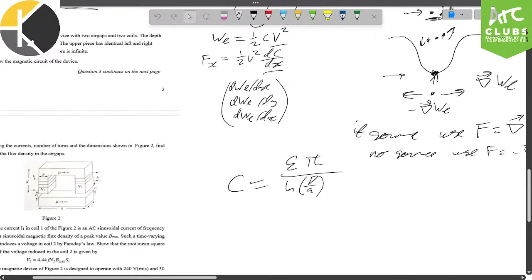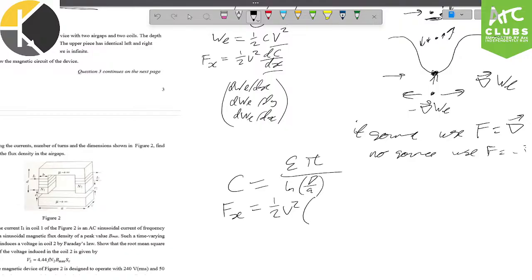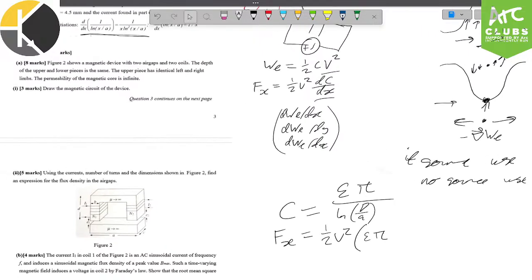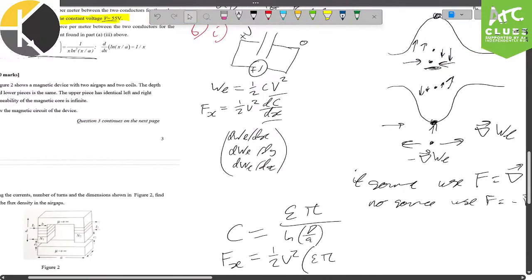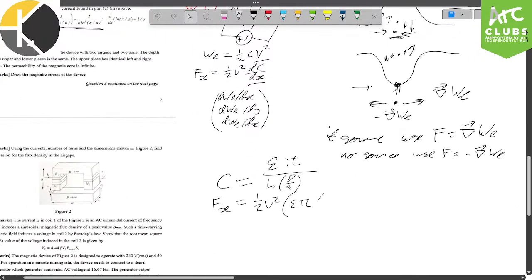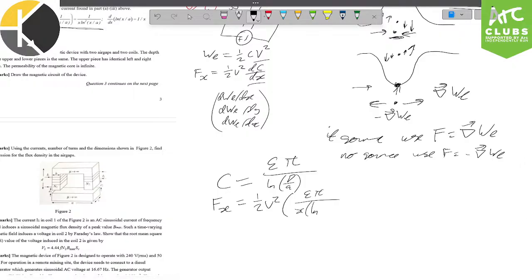So we get the fx is going to be equal to 1 on 2 v squared, and then epsilon pi, double check over here, we get x ln squared there. So on epsilon pi on x, then ln x on a squared. All right. That's that. That is our electrostatic force there.